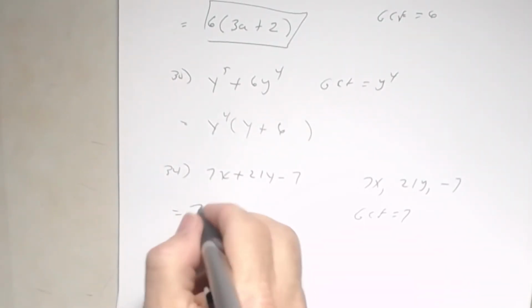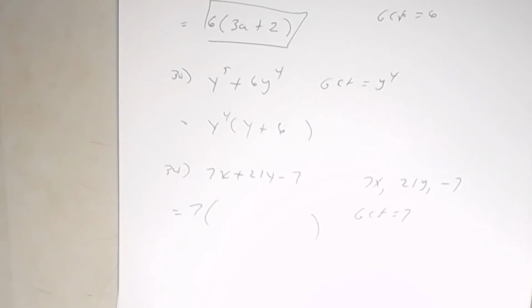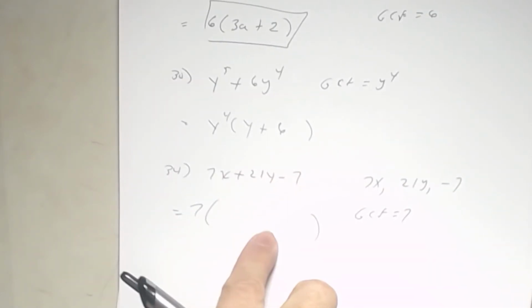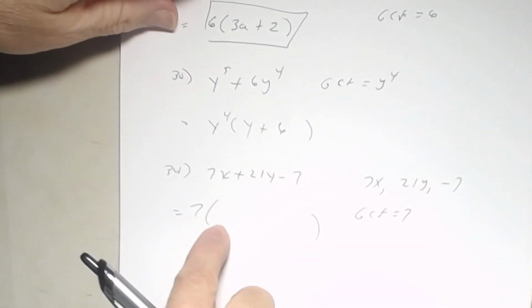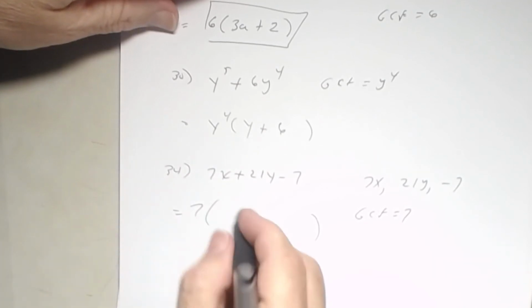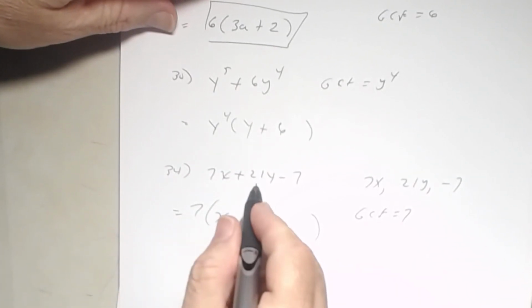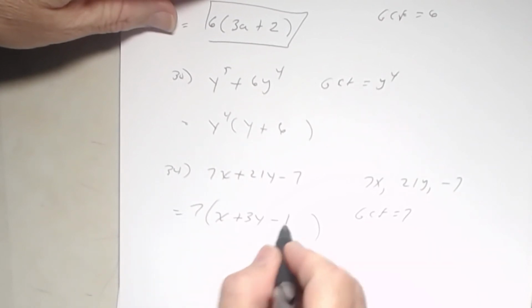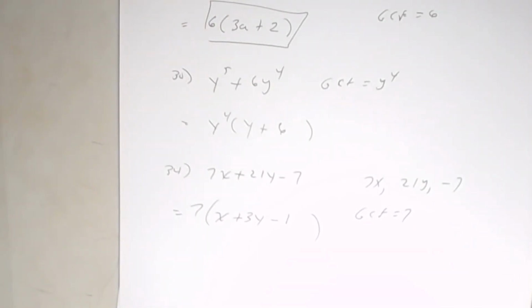So it's 7 times whatever's inside the parentheses that needs to be there. I have how many terms here? 3. 7 times what is 7x? x. Very good. 7 times what is 21y? 3y. 7 times what is negative 7? Negative 1. So the answer is 7 times x plus 3y minus 1. Distributive property. That's all that is.